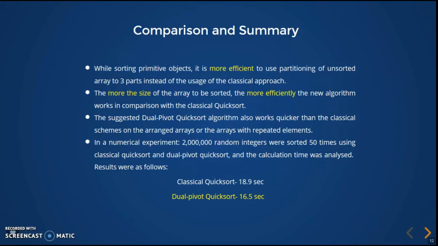The suggested dual pivot quicksort algorithm also works quicker than the classical scheme on an ordered array or an array with repeated elements. In a numerical experiment, 2 million random integers were sorted 50 times using classical quicksort and dual pivot quicksort, and the calculation times were analyzed. The results were as follows. For the classical quicksort, the average time for the operation was 18.9 seconds, whereas for the dual pivot quicksort, the average time was 16.5 seconds. So this is how dual pivot quicksort is comparatively better than classical quicksort.